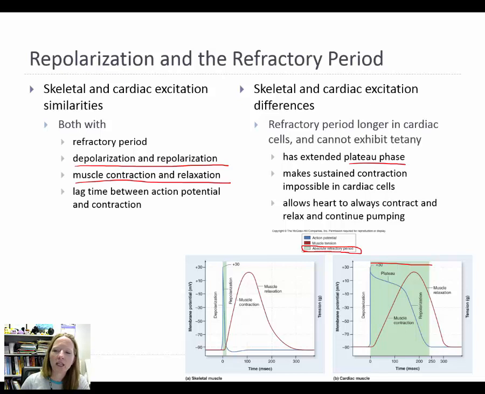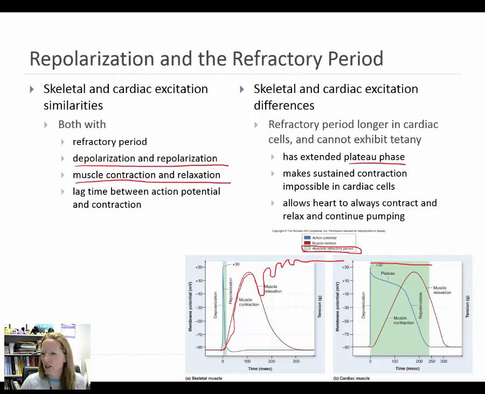If you think about it, the reason why skeletal muscle does not have a long refractory period is because you want to be able to get another stimulus in so you can get this muscle to contract again before it ever relaxes completely. And remember, that leads to a sustained contraction. That's what you want in a skeletal muscle: you want the contraction sustained for a longer period of time. You do not want that in cardiac muscle.